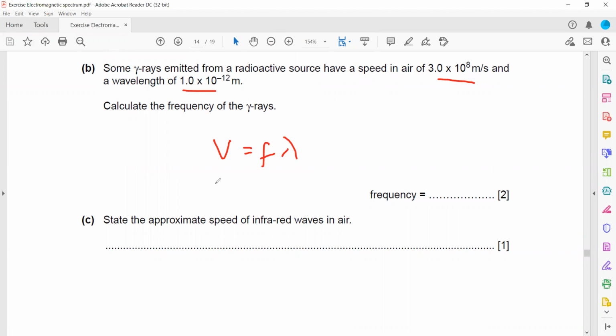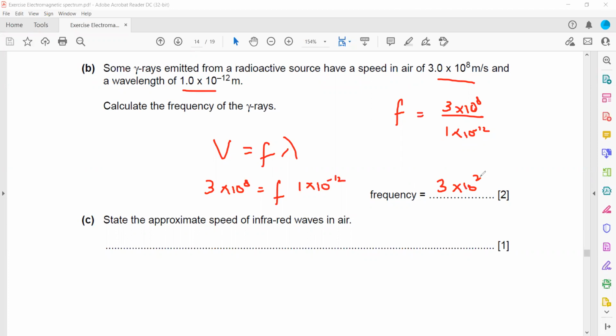So speed of the wave is given, 3 into 10 power 8, frequency we don't know, and wavelength is 1 into 10 power minus 12. So if we need frequency, it will be 3 into 10 power 8 divided by 1 into 10 power minus 12. So when we solve this, it will come out as 3 into 10 power 20, and the unit of the frequency is hertz. So this is a wave equation which is valid for all kinds of waves.